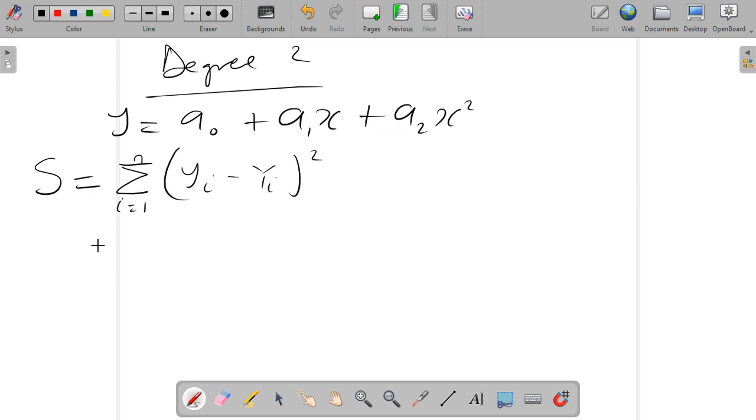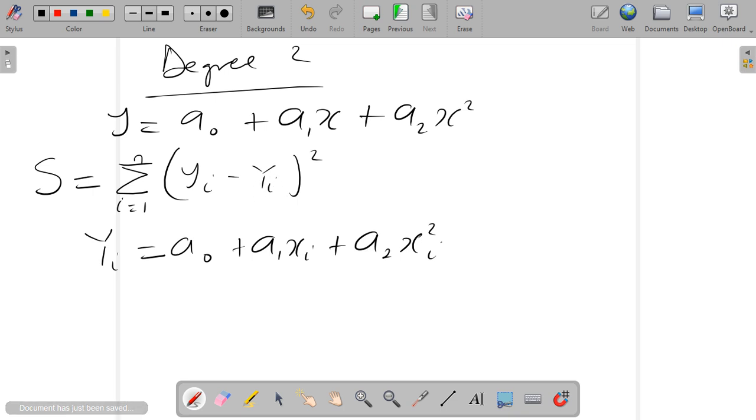Your capital Yi will now be equal to a naught plus, you come back here, you are getting it from this y here. But this one has i now, so all this x will now have i. So a1xi plus a2 xi squared. So carry this now and replace this. This is very easy. So you have your s will now be equal to what?